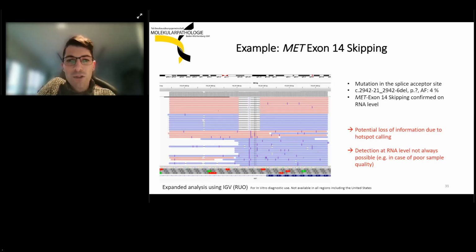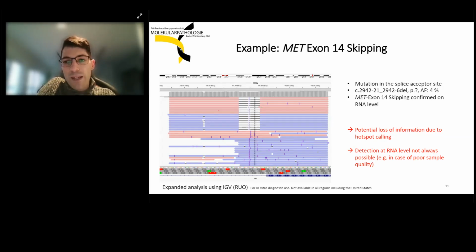And I'd like to show you an example here. So in this case, expanded analysis using the Integrative Genomics Viewer revealed a 16 base pair deletion in the splice acceptor site of the gene MET. And such mutations lead to MET exon 14 skipping, which is an important therapeutically relevant change in lung cancer.